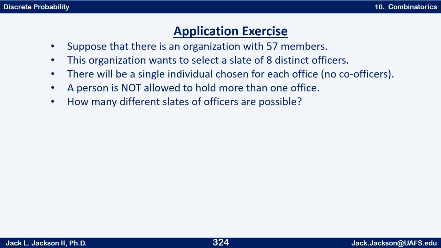Okay, so here's an application. See if you can work this out. You can use your calculator here. Suppose that there's an organization with 57 members and they want to select a slate of 8 distinct officers. Every office is held by a single individual, and every single individual can hold at most one office, so no repeats. How many slates of officers are possible? Press pause, work this out with your calculator, and come back when you got an answer. Press pause now.